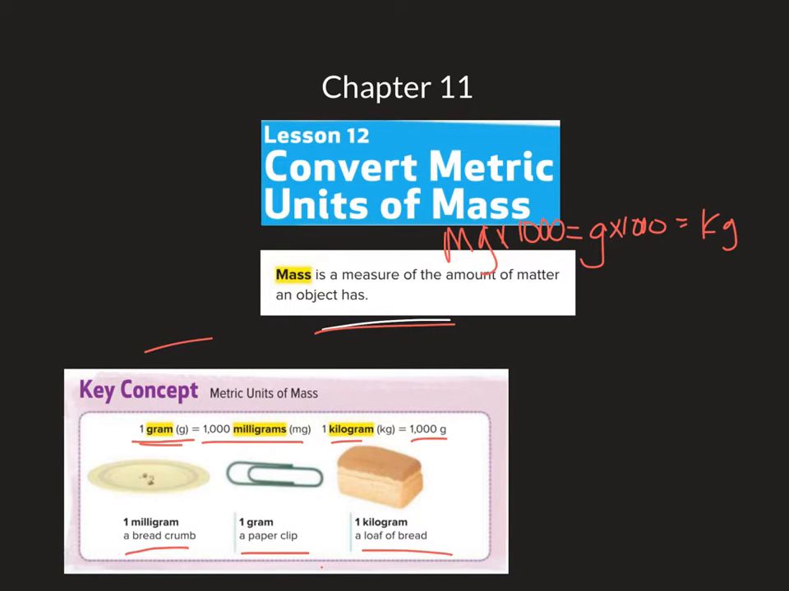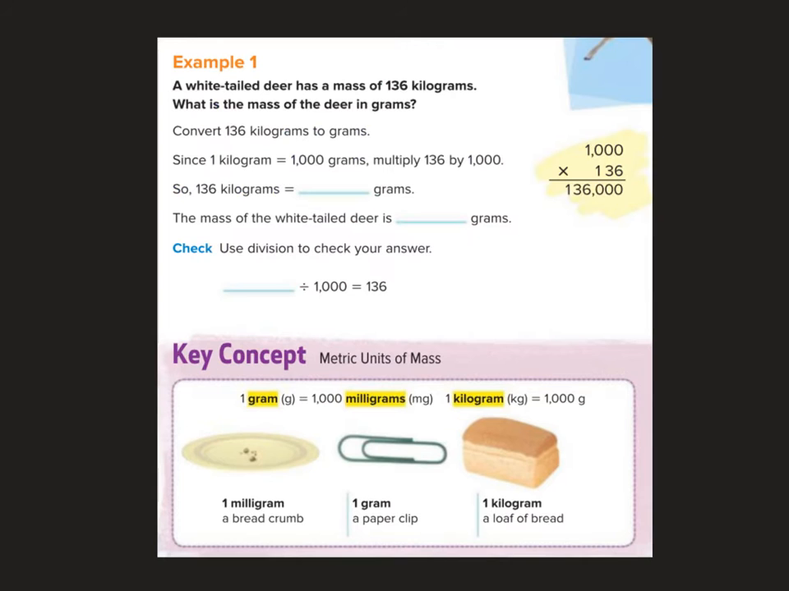Okay, so let's take a look at some problems here. A white-tailed deer has a mass of 136 kilograms. What is the mass of the deer in grams? Since 1 kilogram equals 1,000 grams, I need to multiply 136 by 1,000. And notice, I'm multiplying, so the number should get bigger, right? If this is my decimal here, I'd move it 1, 2, 3 spots because 3 zeros.